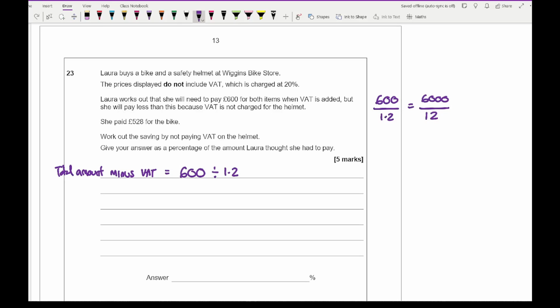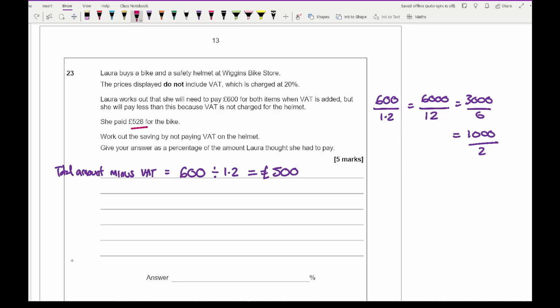And then if we simplify and keep simplifying down, we get an answer of £500. And again, that'll be 3,000 divided by 6. We can divide both by 3, so that then becomes 1,000 divided by 2, and then we get 500. And so the next step we then need to do is work out how much the bike cost with VAT.